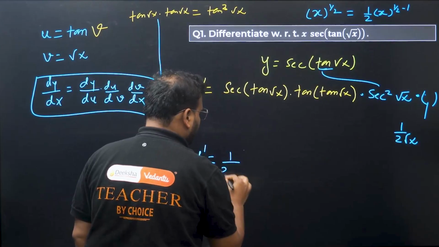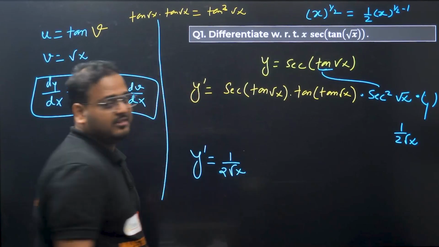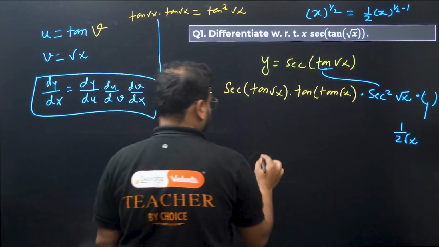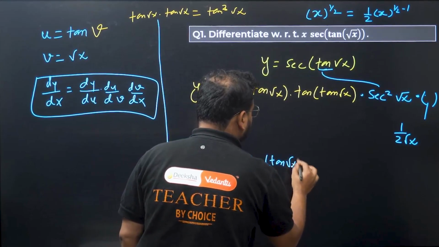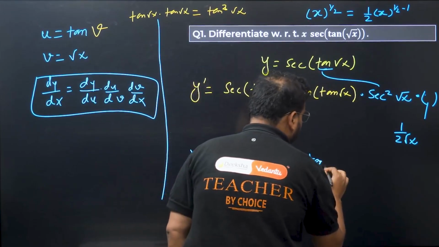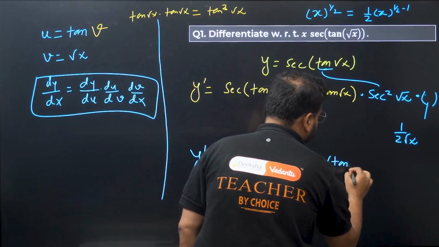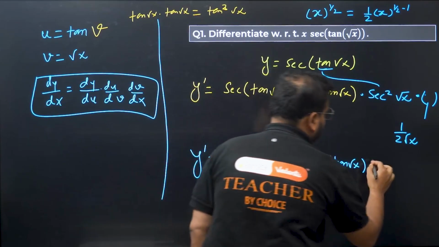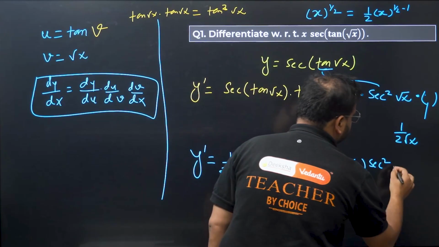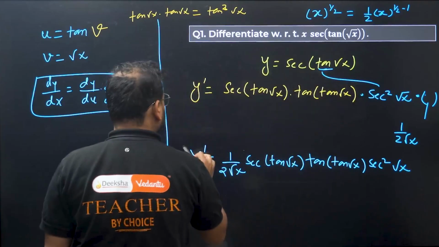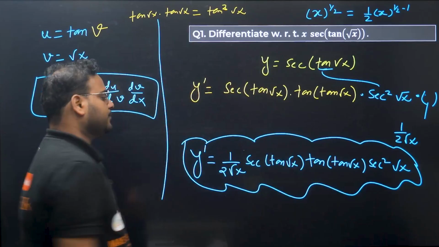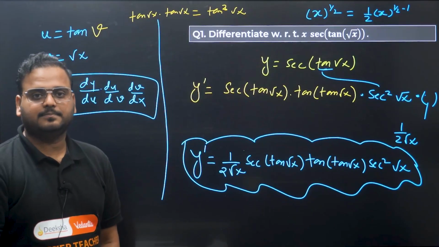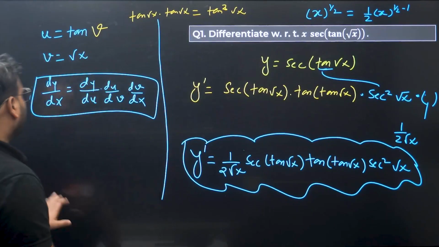My final answer, y dash equals to, this will come in front. So 1 by 2 root x is the value in front, and we get sec of tan root x, tan of tan root x, and sec square of root x. Now this is my final answer. Have a look. Done? Easy, very simple. Okay, question number 1 is done.